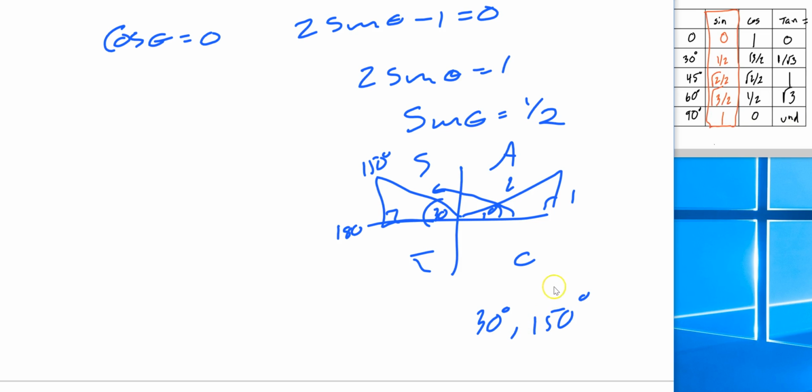If you're doing it in radians, you've got to know 30 is pi over 6. So how do I do this? Well, it's going to be 6 over 6, 1 less, 5 pi over 6. That's how you do it in radians.